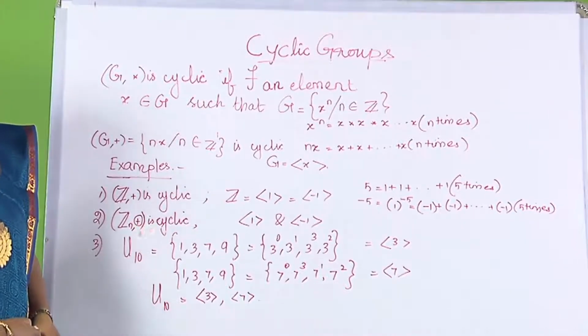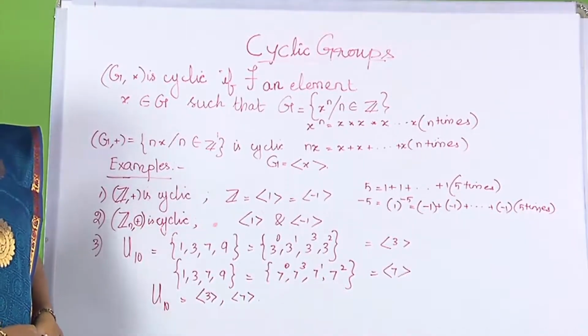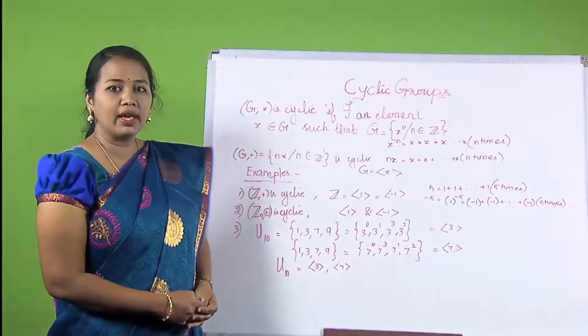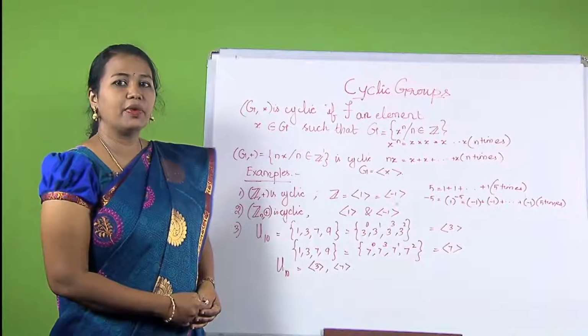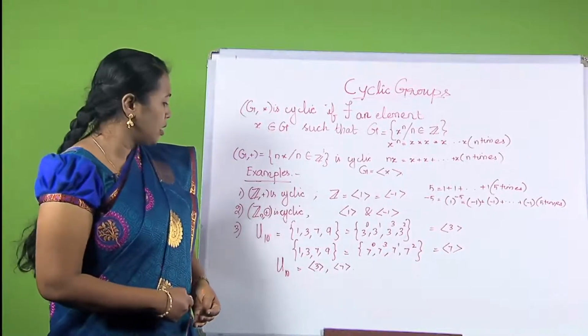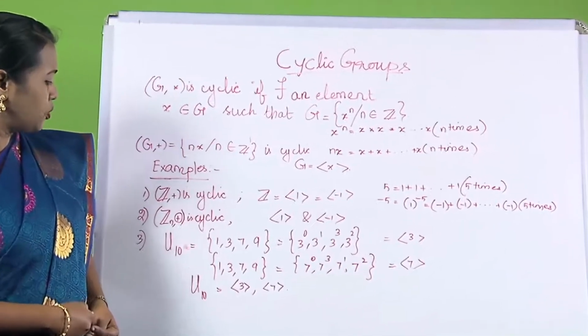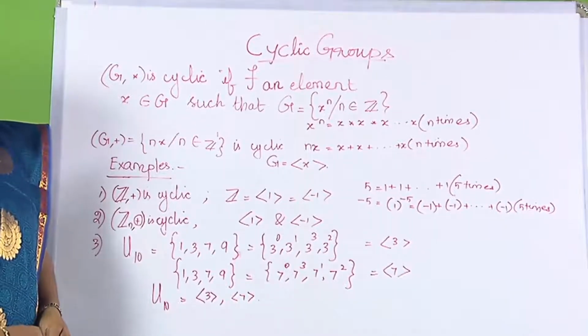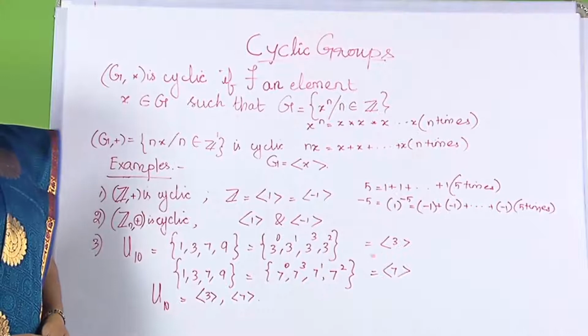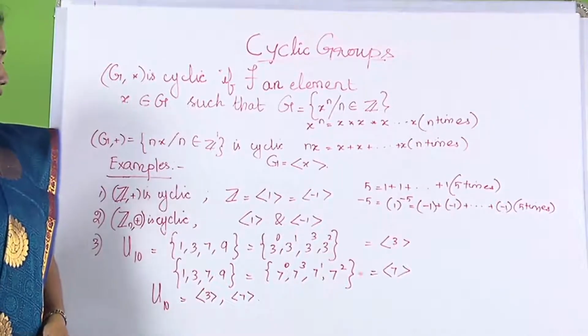Now, (Zn, addition modulo n) is cyclic. Here also 1 and minus 1 are generators, where minus 1 is equal to n minus 1. Now, we consider the unitary group U10 that is equal to {1, 3, 7, 9}. We can easily see that it can be generated by 3 as well as 7.